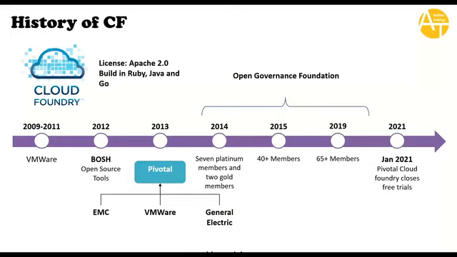Where does it come from? In 2009-11, VMware started working on an open source cloud platform project. Later on, Bosch in 2012 also joined the journey, and they said they would also work on open source tools to build a platform as a service. Then in 2013, EMC Square, VMware, and General Electric all three came together and gave a foundation to a new company called Pivotal.